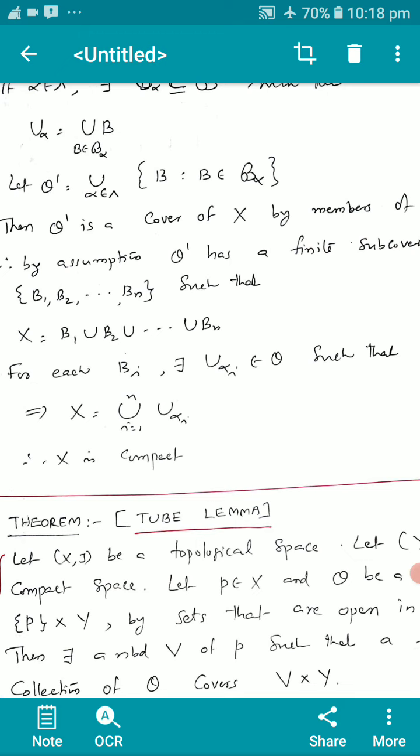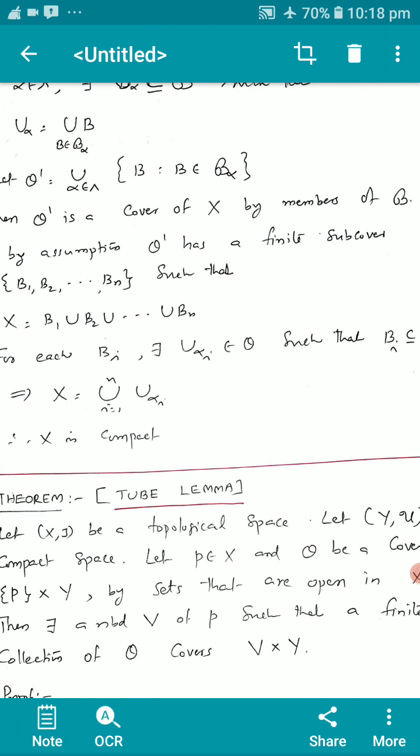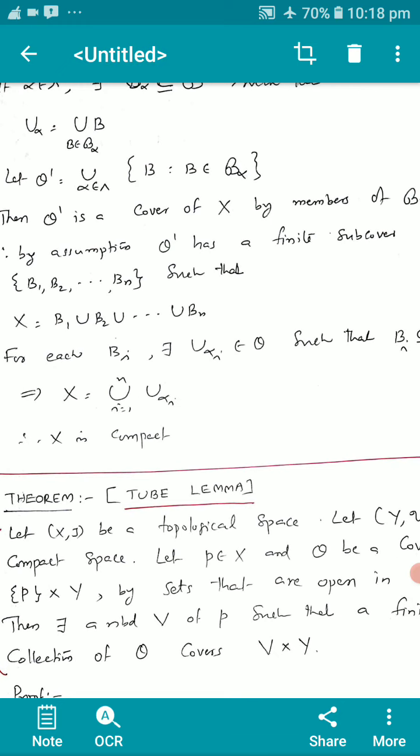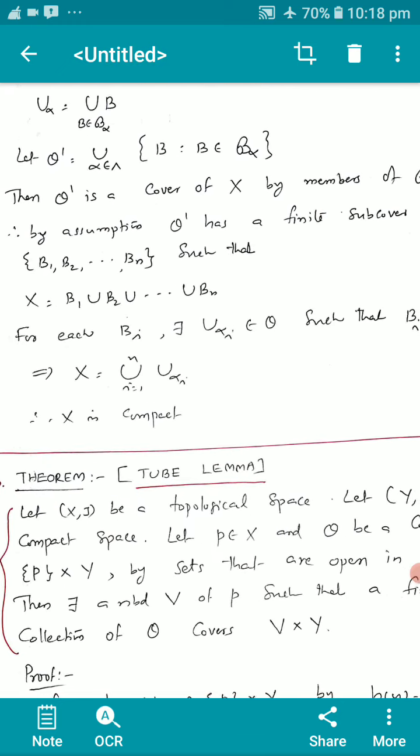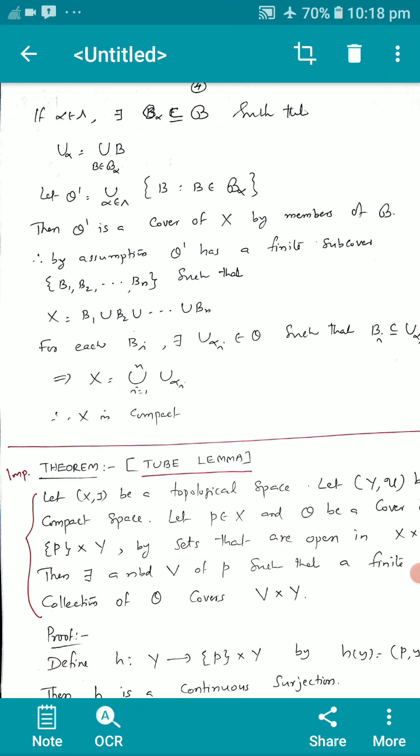U_α is expressed as a union of such B's, B elements of B_α. And take another cover, θ', let θ' = union of B such that B is in B_α. Then θ' is a cover of X by members of B. By assumption, θ' has a finite subcover.